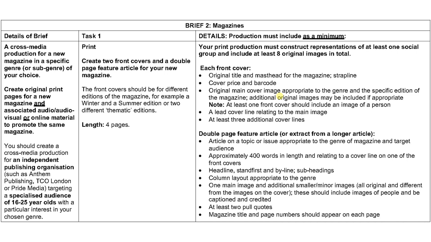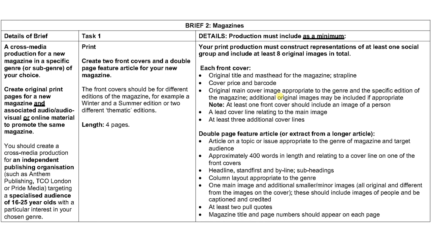So, the product you've got to do for your main one, task 1, is a print product. You have to do 2 front covers, obviously one each from a different edition, and a double-page spread feature article for your new magazine. As it says, the front covers should be from different editions of the magazine. They could be winter and summer editions, or literally issue 1 and issue 2, or June and July, whatever. So you'll be producing 2 front covers and 1 double page spread for a total of 4 pages.